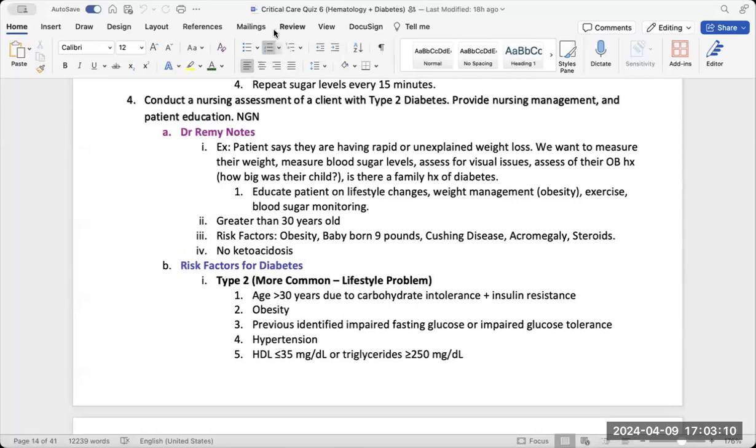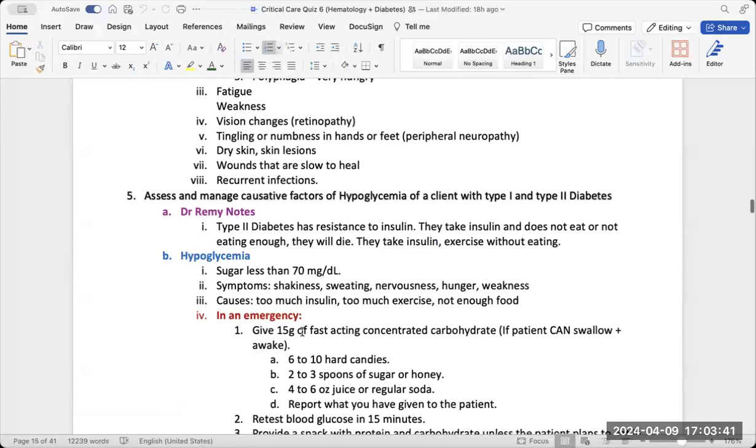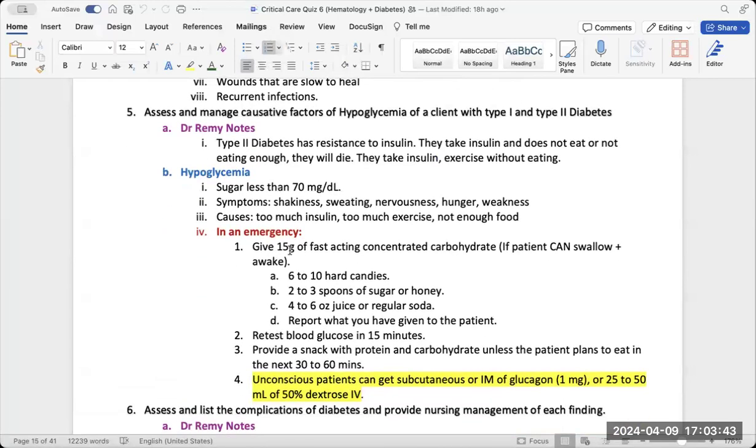Except the difference is the risk factors and the pathophysiology: type 1 has no insulin and type 2 is insulin resistant. They have it, they just can't use it properly. And type 1, they don't have anything. That's why they're insulin dependent. They must take insulin every day in type 1, whereas type 2 patients take oral hypoglycemic agents, things like metformin, to help lower their sugar levels.